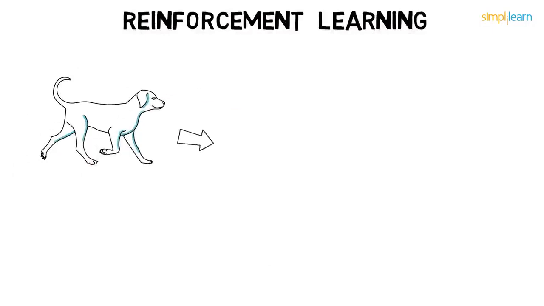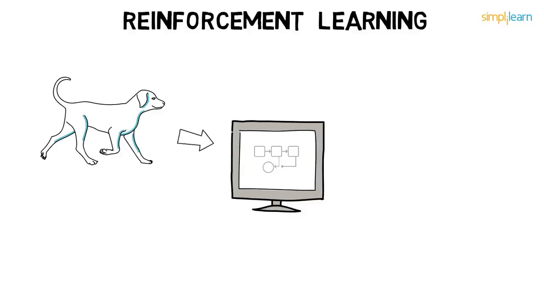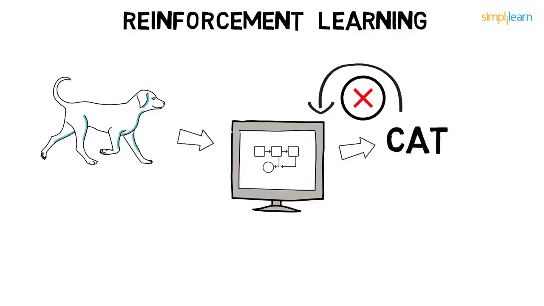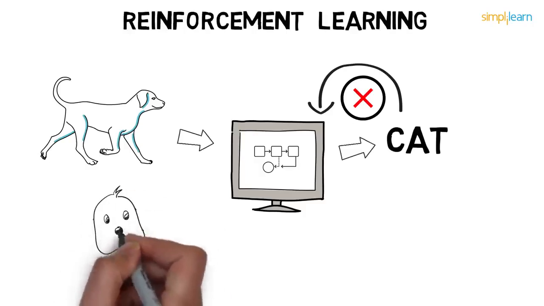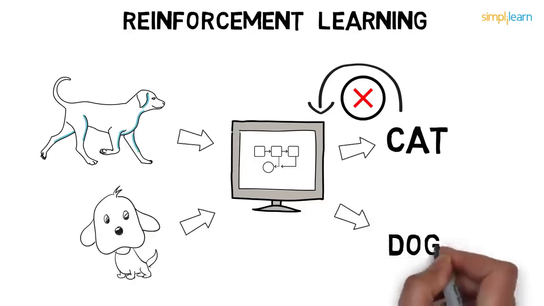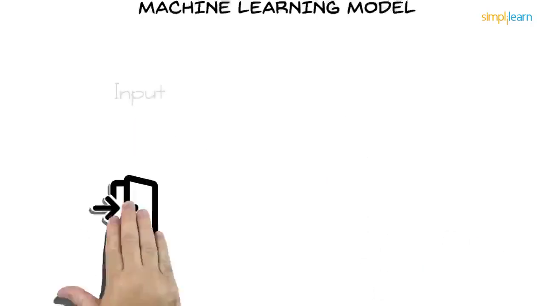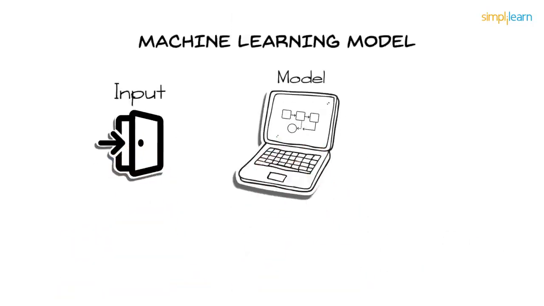Here, let's say you provide the system with an image of a dog and ask it to identify it. The system identifies it as a cat. So you give negative feedback to the machine, saying that it's a dog's image. The machine will learn from the feedback, and finally if it comes across any other image of a dog, it will be able to classify it correctly. That is reinforcement learning. To generalize a machine learning model, let's see a flowchart.